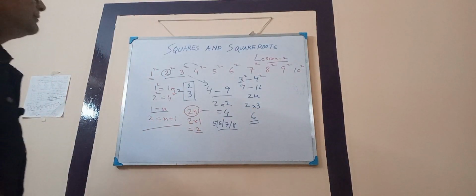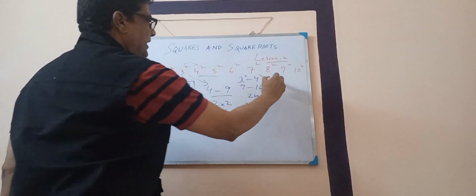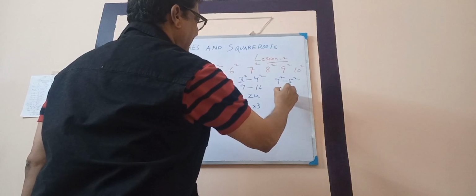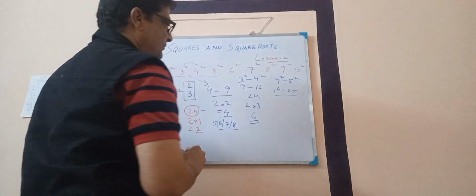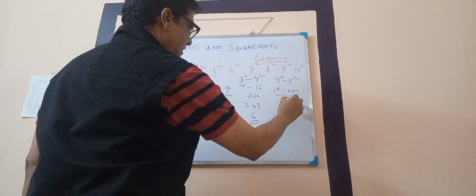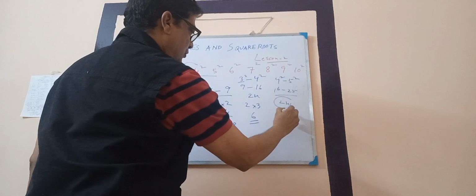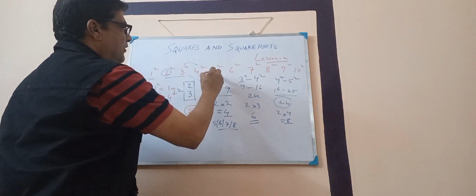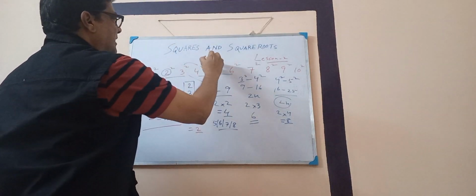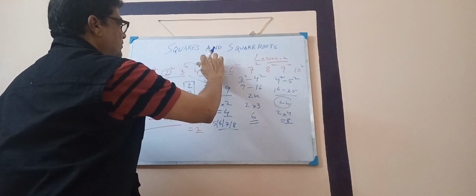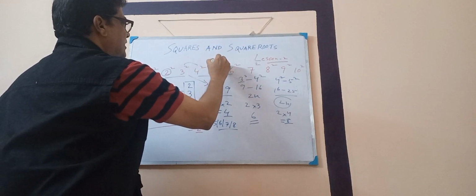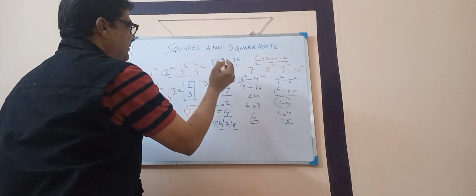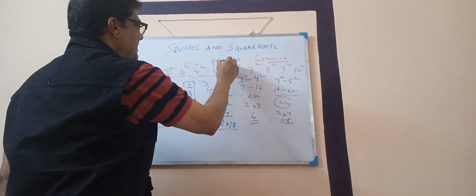Clear? In between 4 square and 5 square. So 16 and 25. How many numbers? 2n. Now here n will be 4. So 2 multiplied by 4, that means 8 numbers. Now in between 5 square and 6 square. 5 square is 25. In between 25 and 36, how many numbers? Here n will be 5. That means 2n, that means 10 numbers.